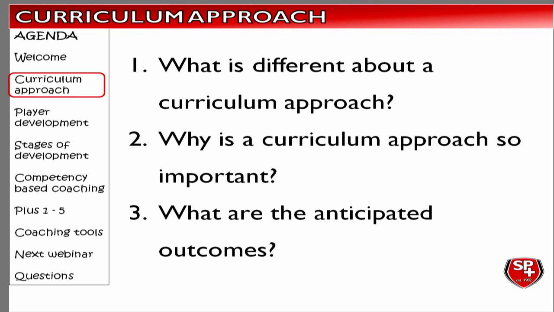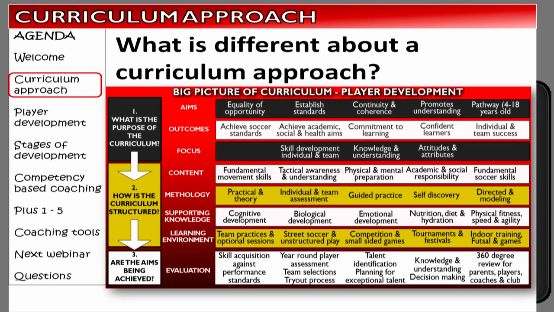To better understand our approach, we need to address 3 questions. What is different about a curriculum approach? Why is a curriculum approach so important? And what are the anticipated outcomes of a curriculum? A curriculum is not a book of activities. It is a framework to manage learning. Similar to a child's education in a school environment, player development must be planned and organized. Without a curriculum approach, learning is left to chance. Of the 75 organizations we have researched, none of them have a curriculum.